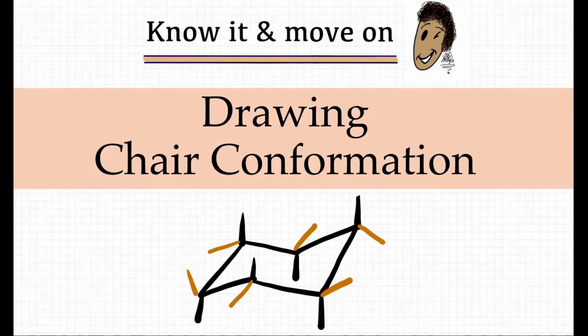So today we'll learn how to draw the chair conformation of a cyclic compound, more specifically of a cyclohexane, okay? So first, before we get into it, let me show you what a chair structure, the chair configuration of a cyclohexane, at least the backbone, looks like when we actually build it.